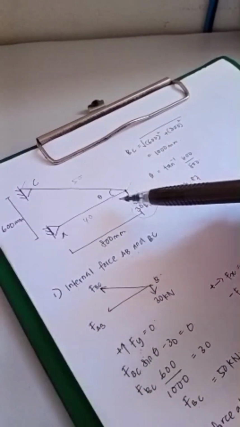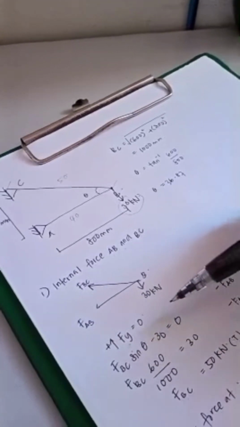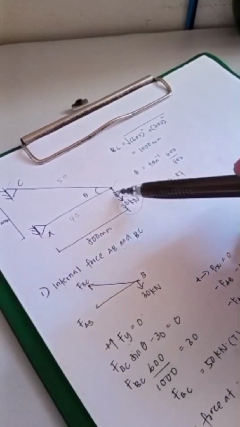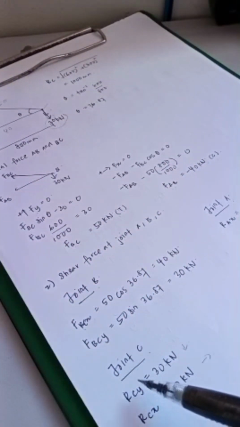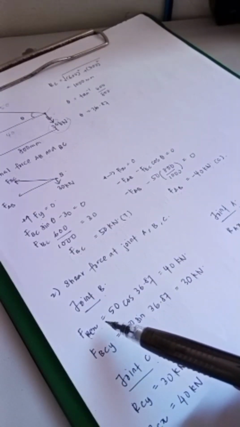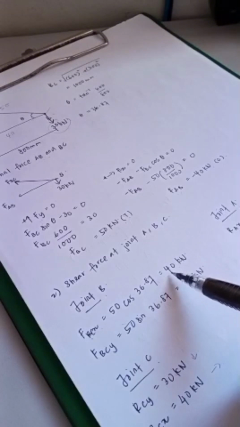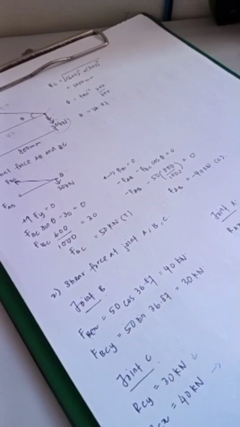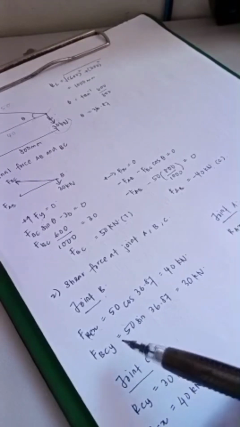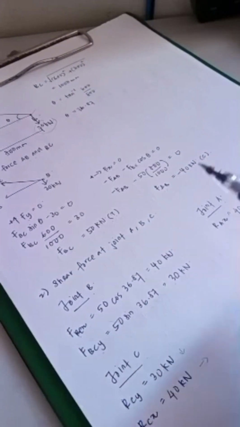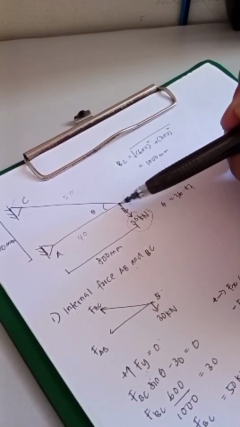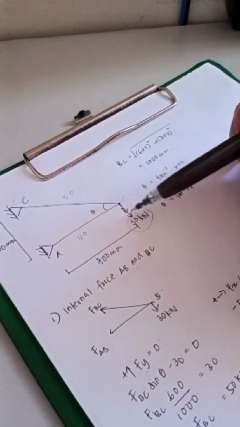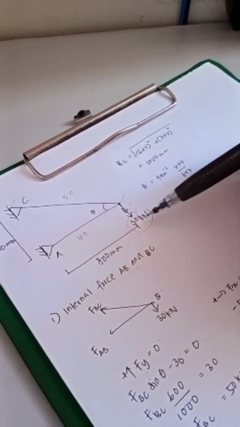because when we look back at the previous question, we got the member AB is 40 kilonewton. So the horizontal force at joint B, we also got 40 kilonewton, which is balanced. And then for the vertical, we got 30 kilonewton, and the diagram shows that the external force in the vertical at joint B is 30 kilonewtons.